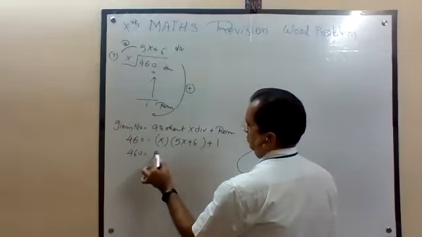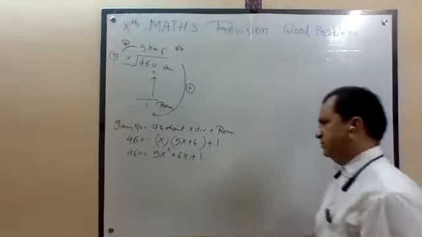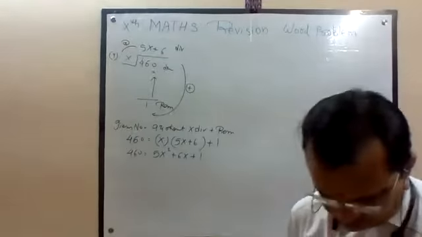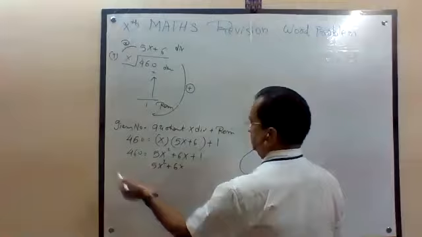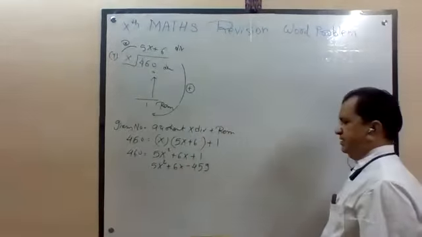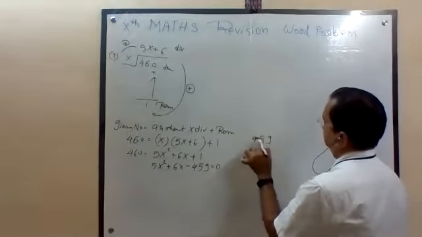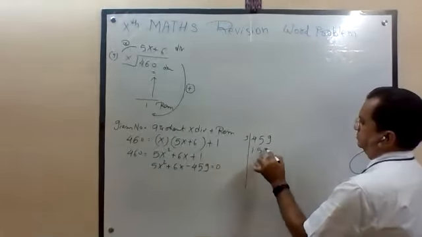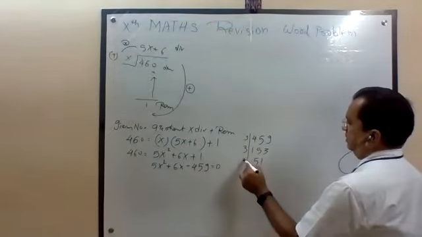460 equals 5x square plus 6x plus 1. So 5x square plus 6x minus 459 is equal to 0. So 459 is divided by 3. Again it is divided by 3. Again it is divided by 3.